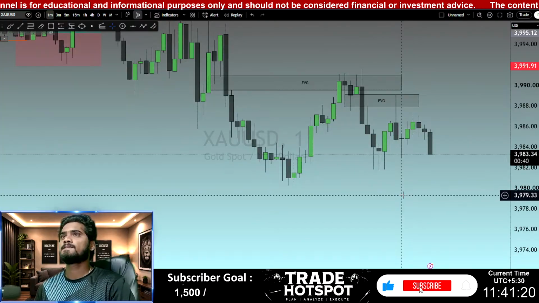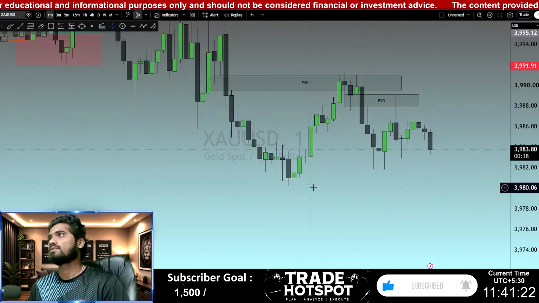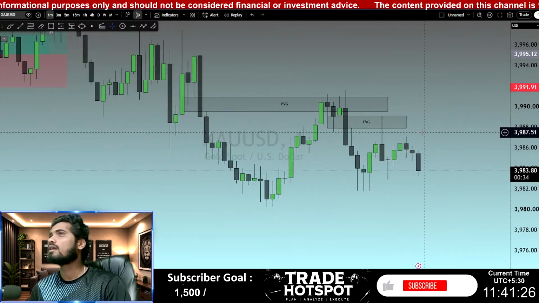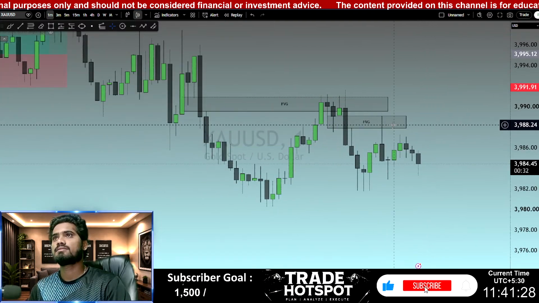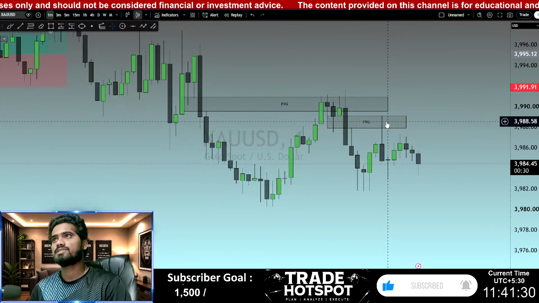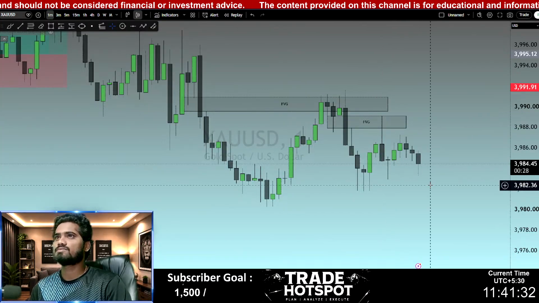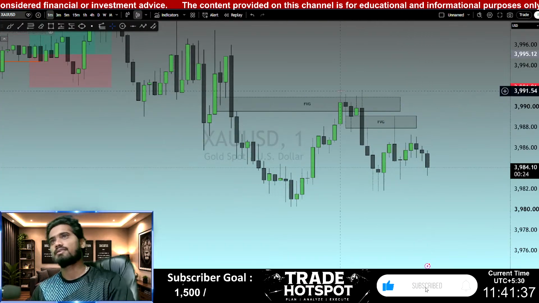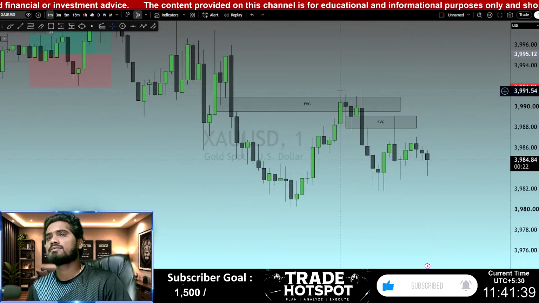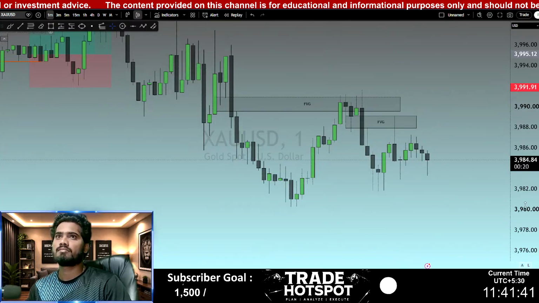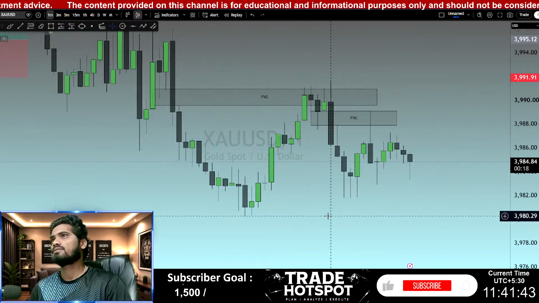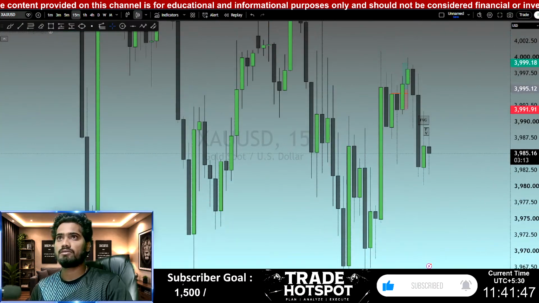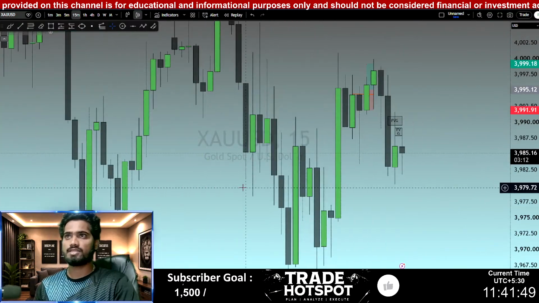So here is a perfect entry, guys. As you can see, just tapping into the FVG, and after that gold is moving down, right? It's a perfect entry here, but we have not made entry here. No worries, we will get other opportunities here, right?